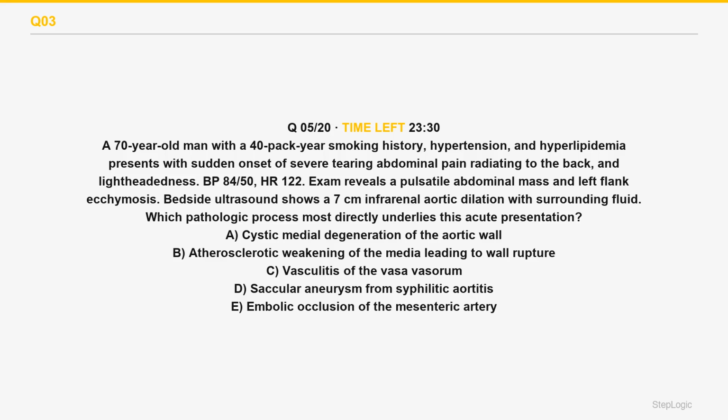Read the command: pathologic process underlying this. 70-year-old smoker, pulsatile abdominal mass, hypotension, tearing pain to back, 7 cm infrarenal aorta with fluid: ruptured abdominal aortic aneurysm.